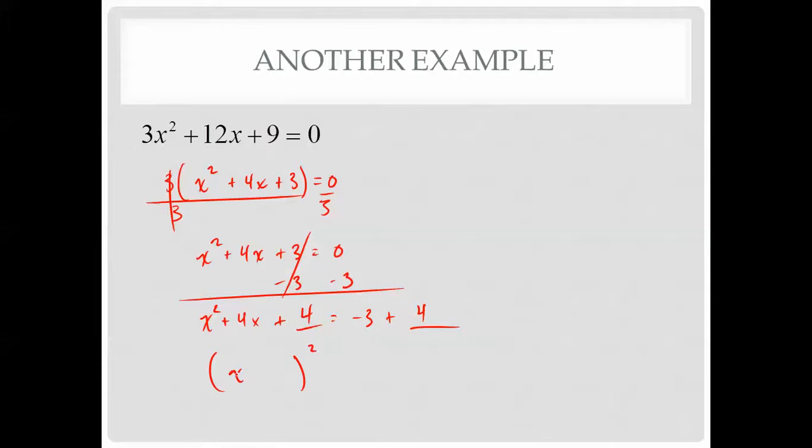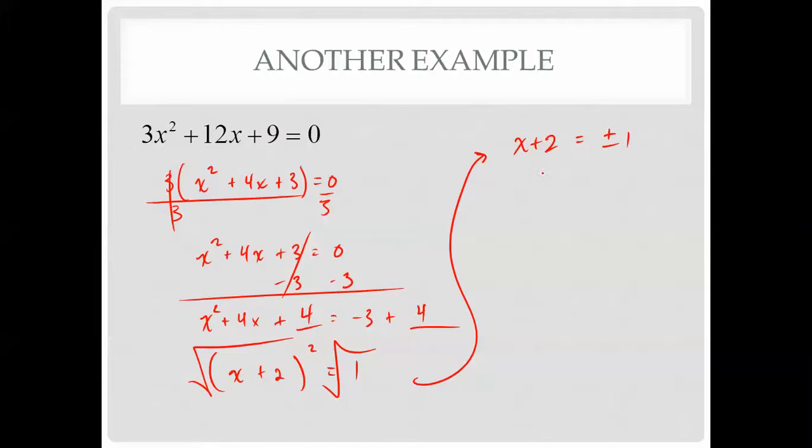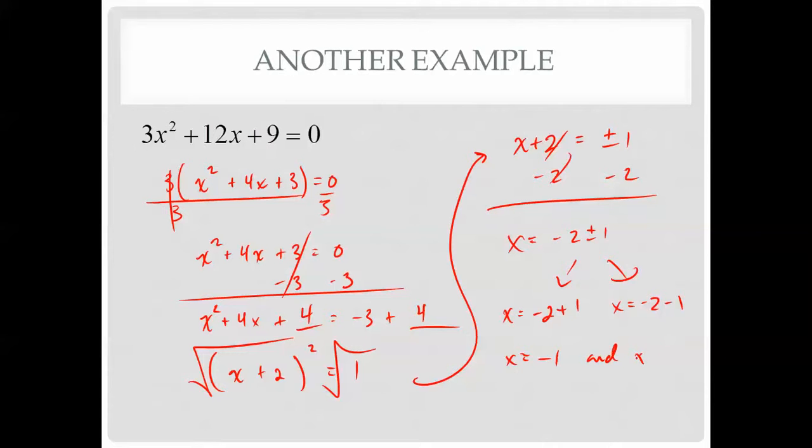This becomes x plus 2 squared equals 1. Square root both sides. We get x plus 2 equals plus or minus 1. Subtract 2. So we get x equals negative 2 plus or minus 1. So two things, negative 2 plus 1 and negative 2 minus 1. So x equals negative 1 and x equals negative 3. Those are our two answers.